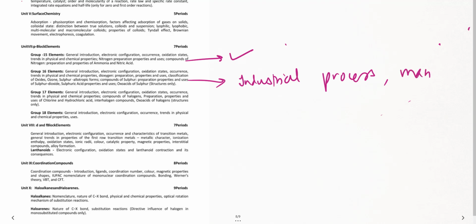Right. So here, basically in group 15, just see, everything is there. They have not taken out anything. Now in group 16, the industrial processes, that is the manufacture, properties and uses of sulfuric acid.